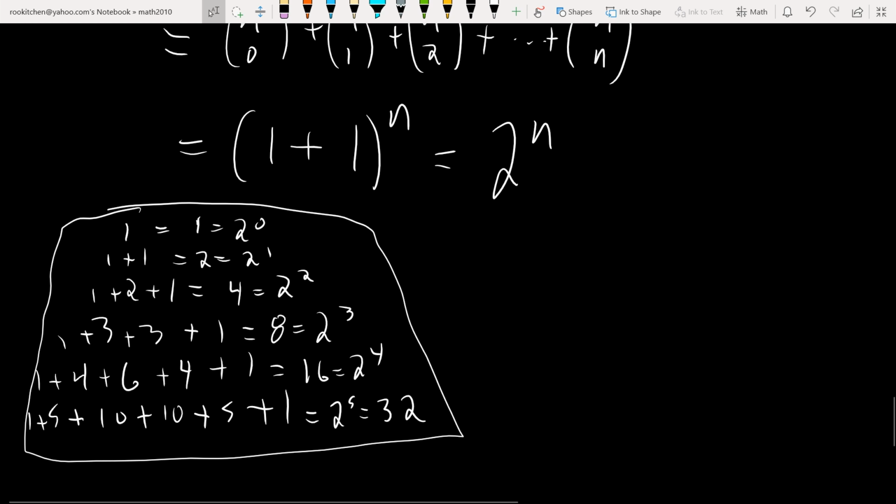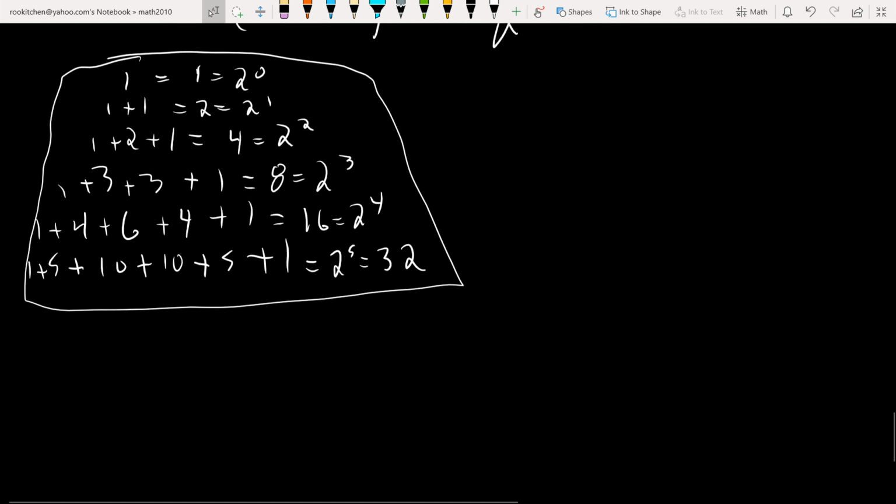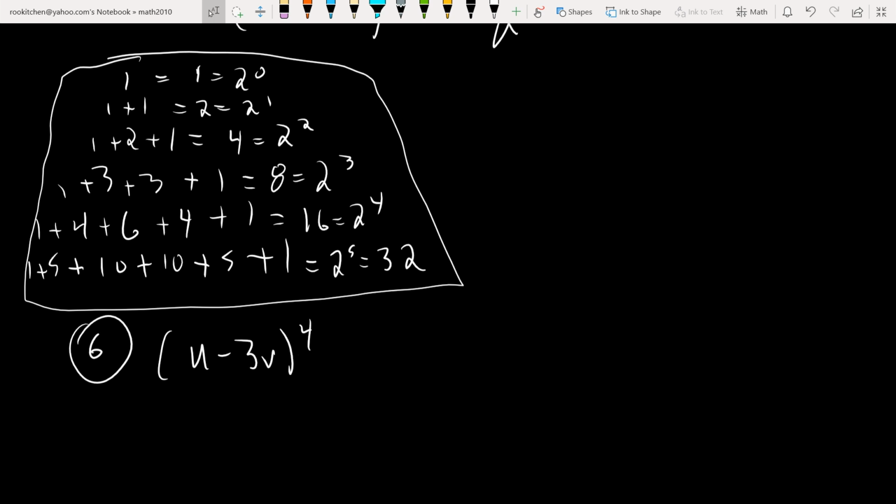Let's see what WebAssign has for us with regards to problems. Sometimes they'll just want you to expand products and find the resulting polynomials. So, (u minus 3v) to the 4th.